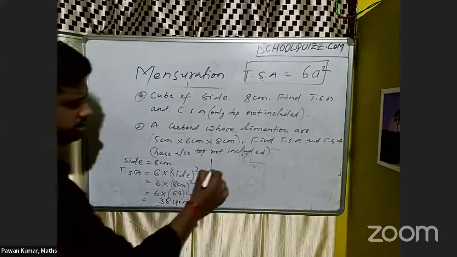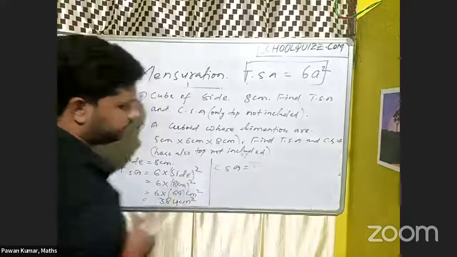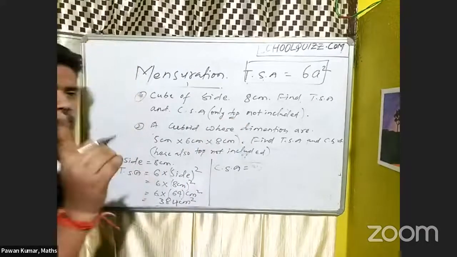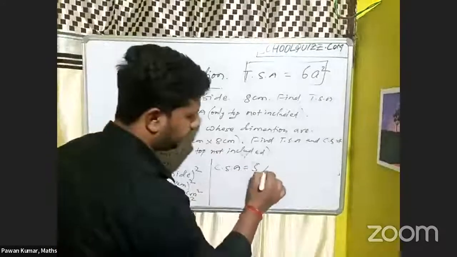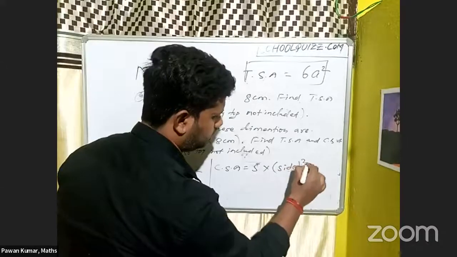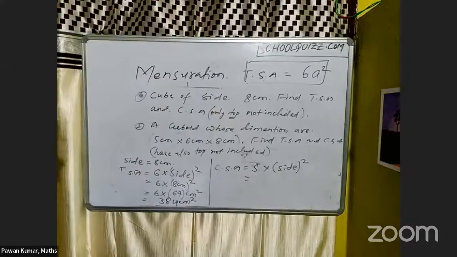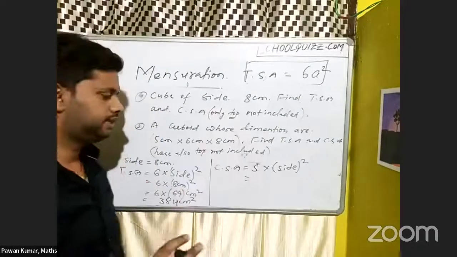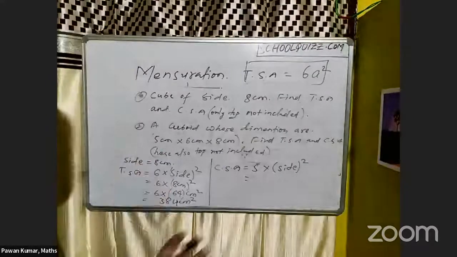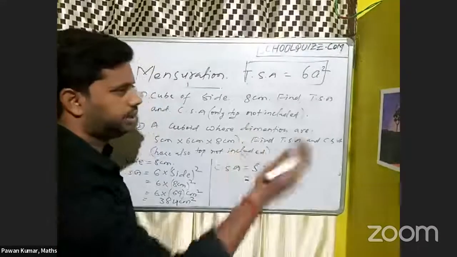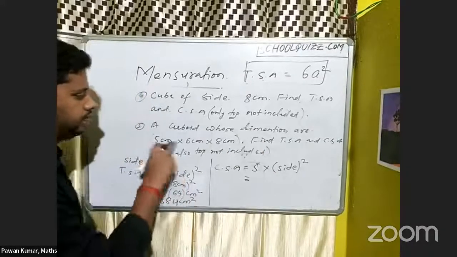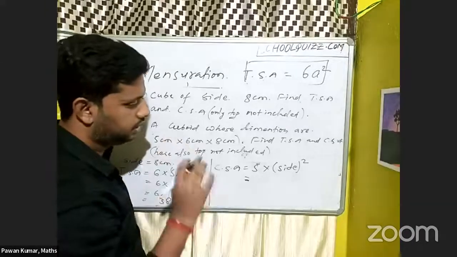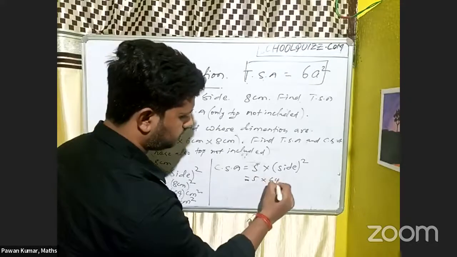Now, if I'm saying CSA, it is nothing but curved surface area, and I said the top is not included, meaning only one face is ignored. So what I have to do? 5 into side square, correct? Because only one face is ignored here, no need to see which part is ignored, because if this is a square, all sides have the same dimensions, so you can easily subtract only one side. So no need to see which side is the top or bottom. When we come to the cuboid part, then we have to observe properly which side they are asking to ignore. So 5 into 64 centimeter square.